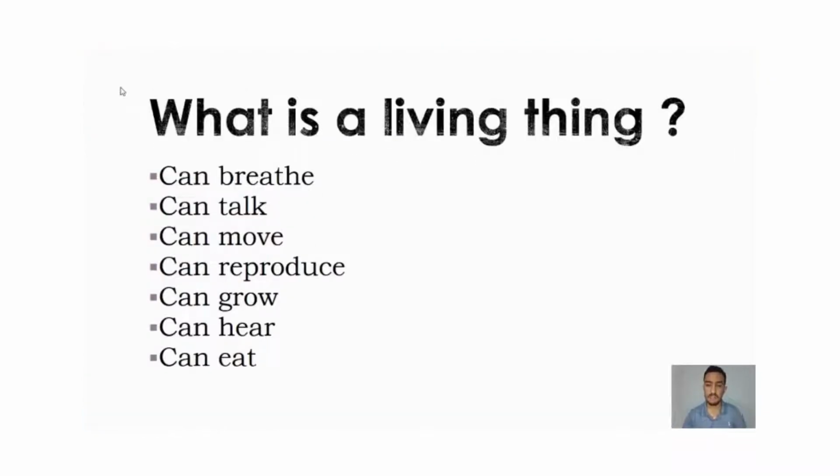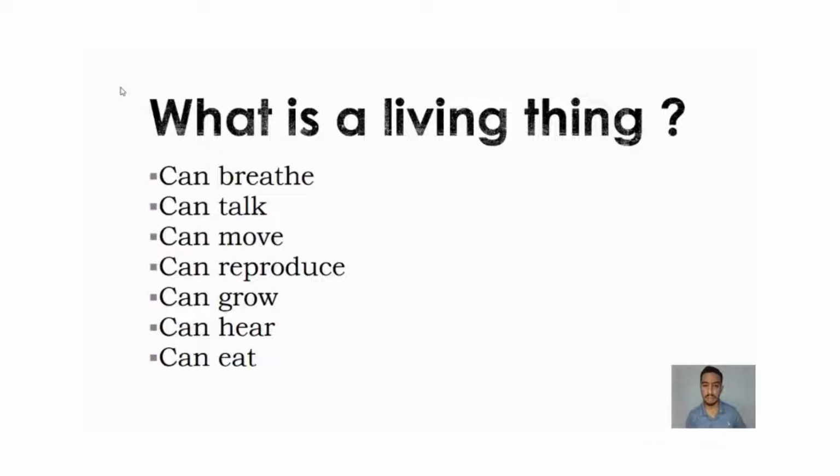A living thing is basically something that can breathe, right? So for us as living things, definitely we breathe. We need oxygen and we need to release carbon dioxide. If we don't breathe, basically we're a non-living thing. A living thing can talk. A living thing can move. A non-living thing basically can't move. For example, if we take this AC remote control and put it down, it can't move by itself unless we move it.